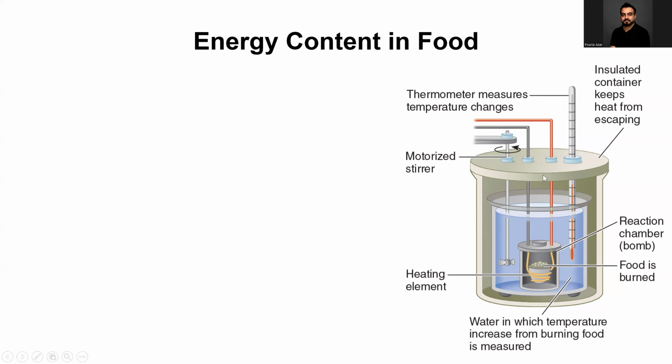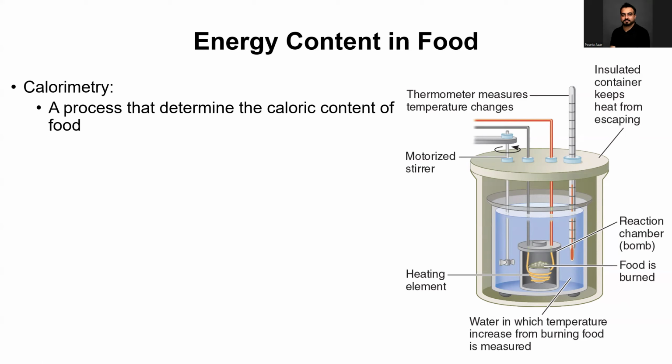This is a meter. It's called the calorie meter or calorimetry, which is a process that determines the caloric content of food. And this is the device they use. So this is an insulated environment or a space. They put food here and they burn it. And there is water surrounding this container here in the middle.